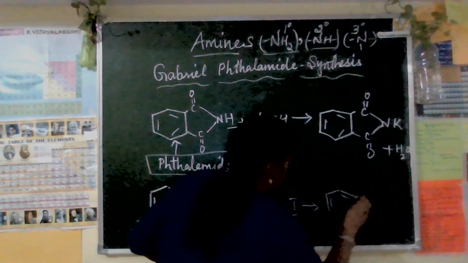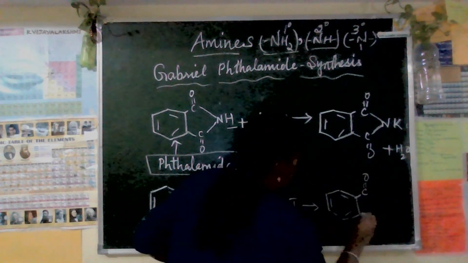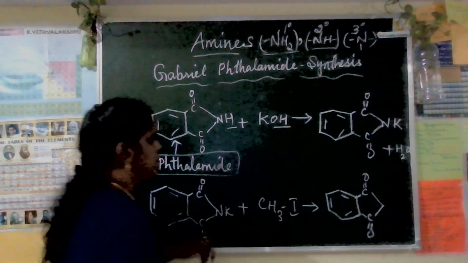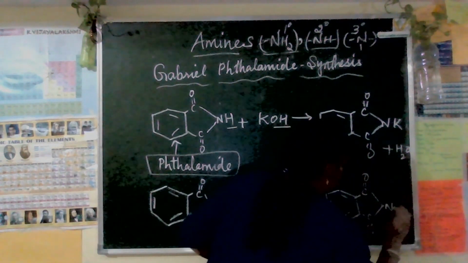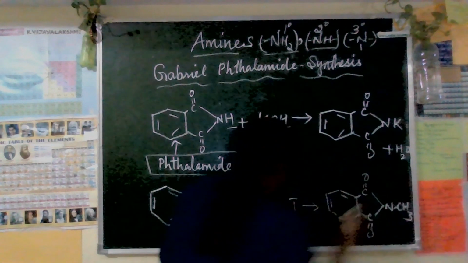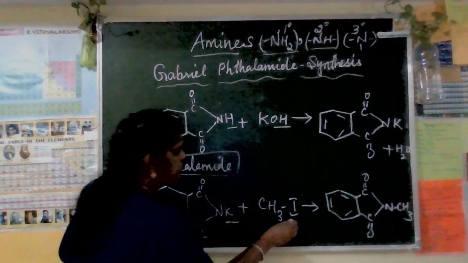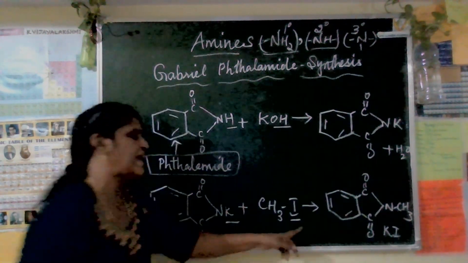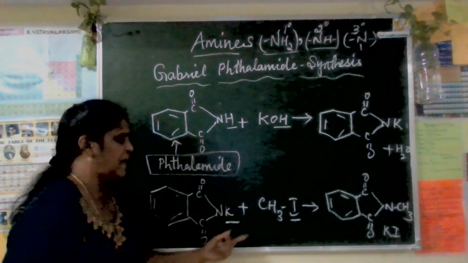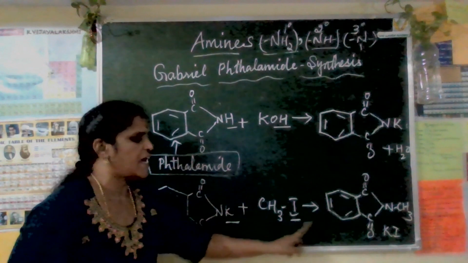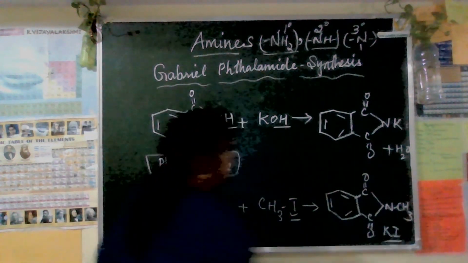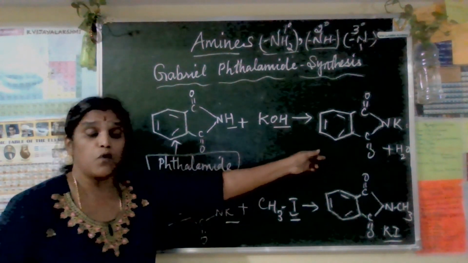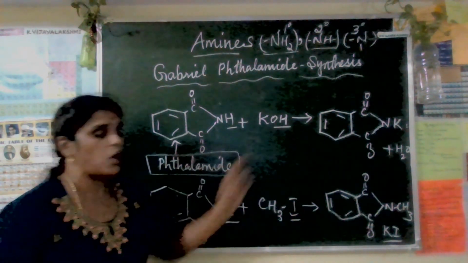What is it? C double bond O, C double bond O. These both are connected with NCH3. And this K combined with the halide, I just mentioned, iodide, methyl iodide. So potassium combined with the iodide, you will get potassium iodide. Okay, now this one again will go for the alkaline hydrolysis.